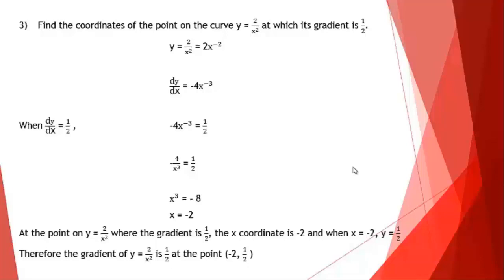At the point on y equals 2 over x squared, where the gradient is 1/2, the x coordinate is negative 2, and when x equals negative 2, the y equals 1/2. Therefore, the gradient of y equals 2 over x squared is 1/2 at the point negative 2, 1/2.